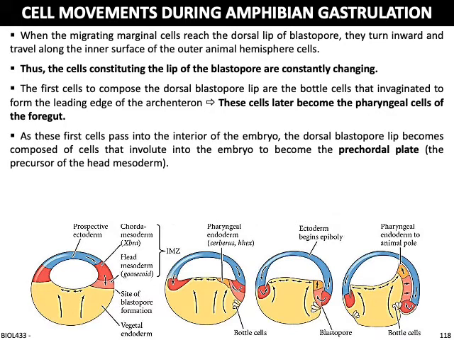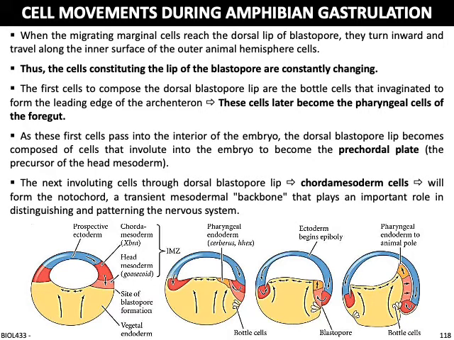As these cells pass into the interior, the dorsal blastopore lip becomes composed of cells that involute into the embryo, forming the precordal plate cells, precursor of head mesoderm. So that means these precordal plate cells are replacing the involuted cells, which are the prospective pharyngeal cells of the foregut. The next involuting cells that replace the precordal plate cells are the chorda mesodermal cells, which will form the notochord, a transient mesodermal backbone that plays an important part in the patterning of the nervous system.